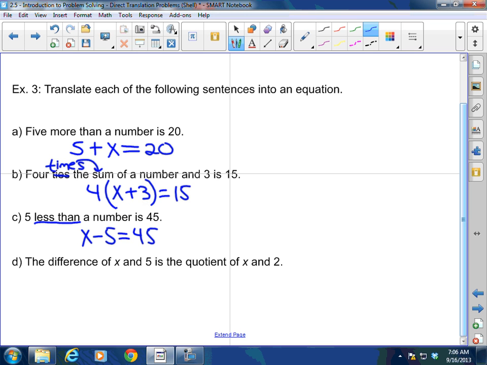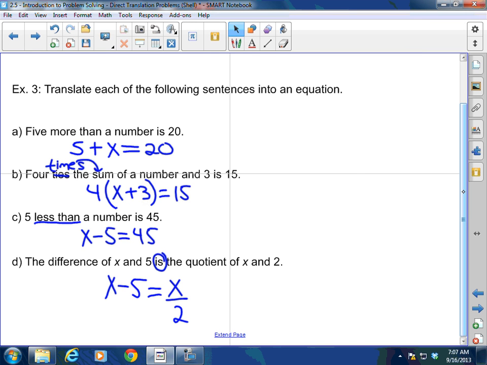The difference of x and 5 is the quotient of x and 2. Difference just means straight up subtraction. So x minus 5, the difference of x and 5, equals the quotient of x and 2. All right. Hopefully this is making sense. Putting those words into mathematical phrases, this is the key. You can do these baby steps. You will succeed. All right, let's continue, guys.